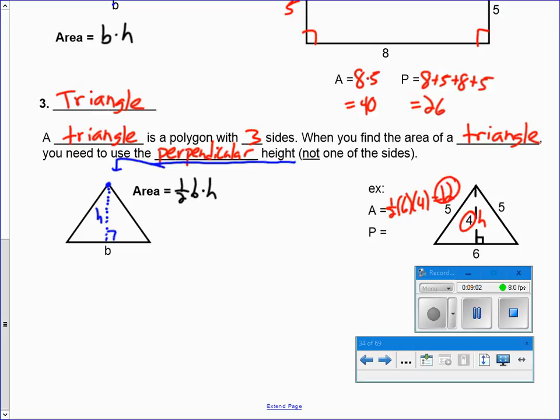For our perimeter, we're just going to add up the 3 of these that are actually sides of the triangle. So we'd add up 5, 5, and 6, which is 16. We don't add the 4 because the 4 is not a side of the triangle, it's a height. We just have to calculate the area, but we don't include that in the perimeter.